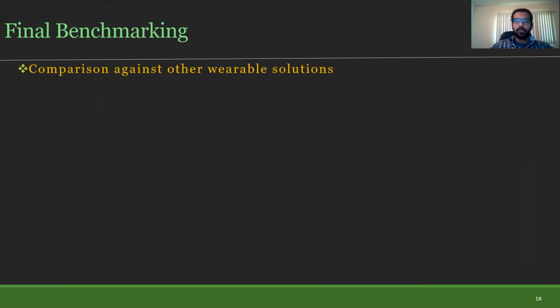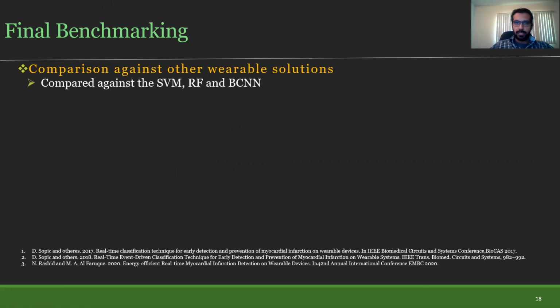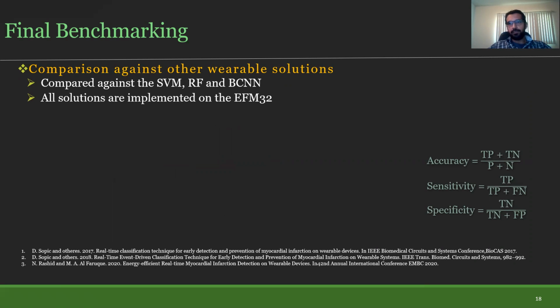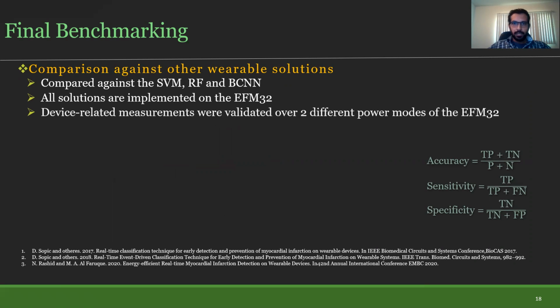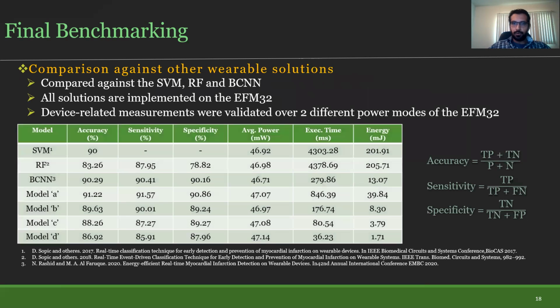We compare against the other previous wearable solutions, SVM, RF, and the original BCNN, according to the metrics of accuracy, sensitivity, and specificity, where TP is the true positive, TN is the true negative, and P and N are the total positive and negative values in the dataset. Both solutions are re-implemented on the EFM32. Device-related measurements are validated over 2 power modes. As you can see, Model A achieves the best accuracy, sensitivity, and specificity values across the entire wearable solutions. And we can see that Model D is the most energy efficient model or architecture.